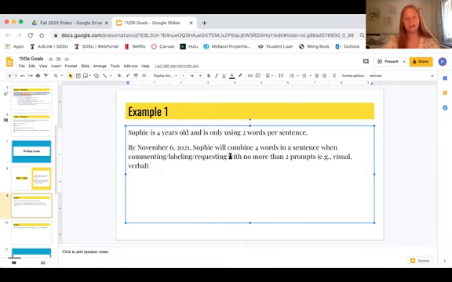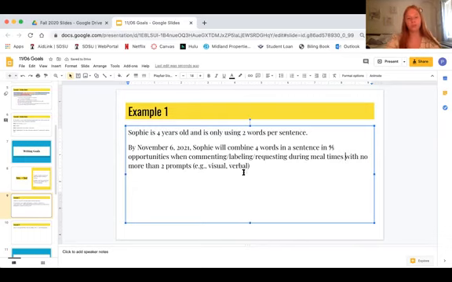Okay, I think I want to add in this specific example a context. I think that will be beneficial for data purposes. So by November 6, 2021, Sophie will combine 4 words in a sentence in, let's say, 4 out of 5 opportunities when commenting, labeling, requesting during meal times with no more than 2 prompts as measured by clinician data. Okay, so there you go.